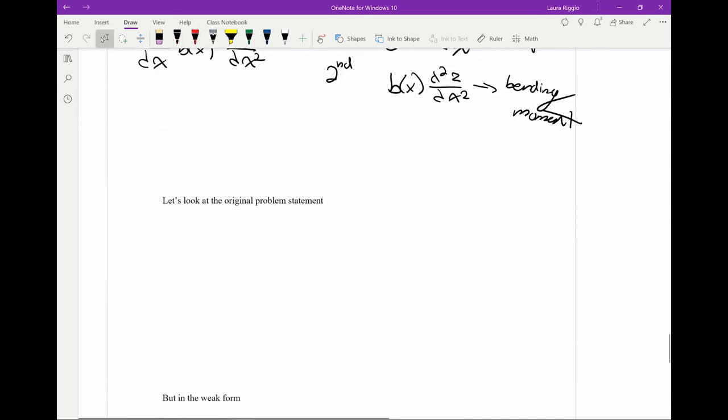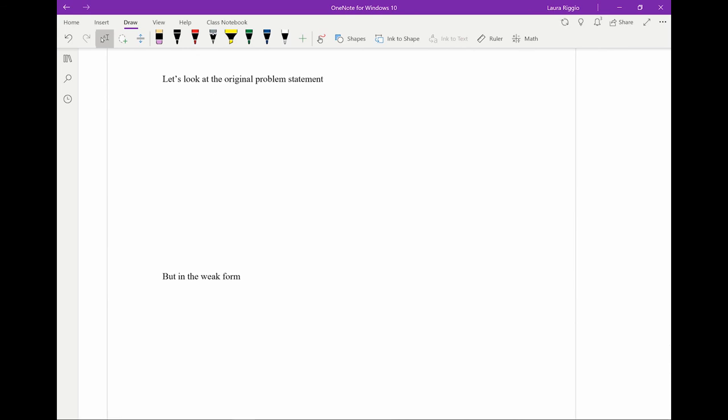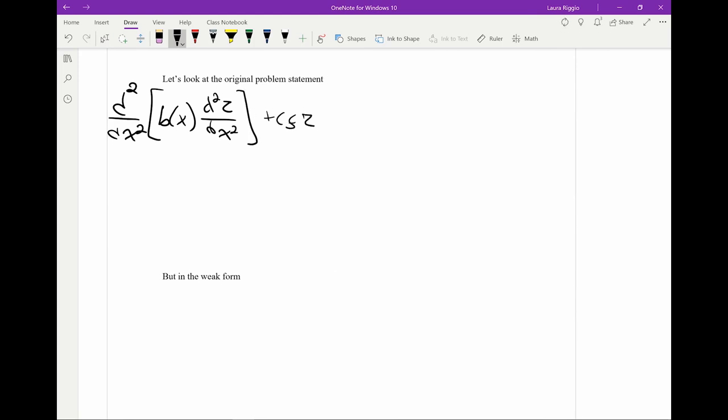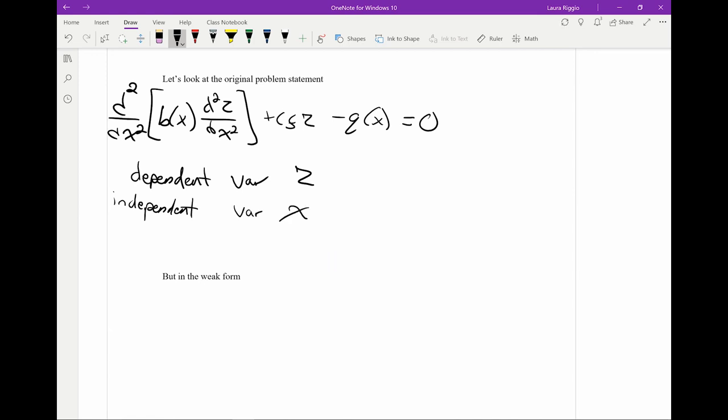So why did we do all this? Why did I sit here and explain all of this math and do all this work? So let's look at our original problem statement. We had d squared/dx squared of b(x) d squared z/dx squared, plus cfz minus q(x) is equal to 0. Our dependent variable was z. Our independent variable was x. And this was a fourth order differential equation.